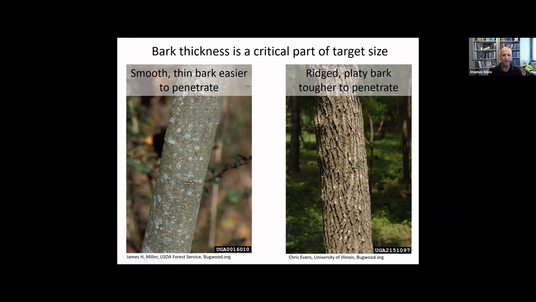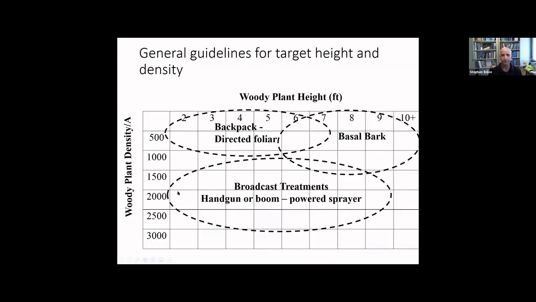We often see a transition in species as they go into that 4 to 6 inch DBH range, where they start to get iffy on basal bark. The good news is with a lot of invasives, they can be very smooth skinned, and we can be very successful with basal bark applications, oftentimes much greater than 6 inches DBH.